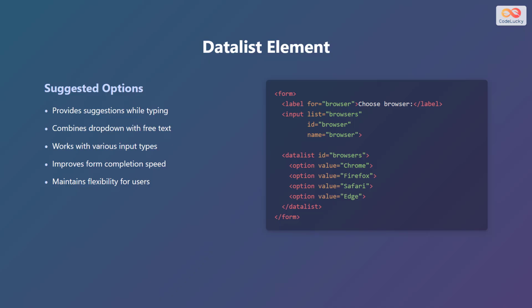Take a look at the code. The label is for browser, and the input is associated with the datalist with ID browsers. Inside the datalist are the options Chrome, Firefox, Safari, and Edge.